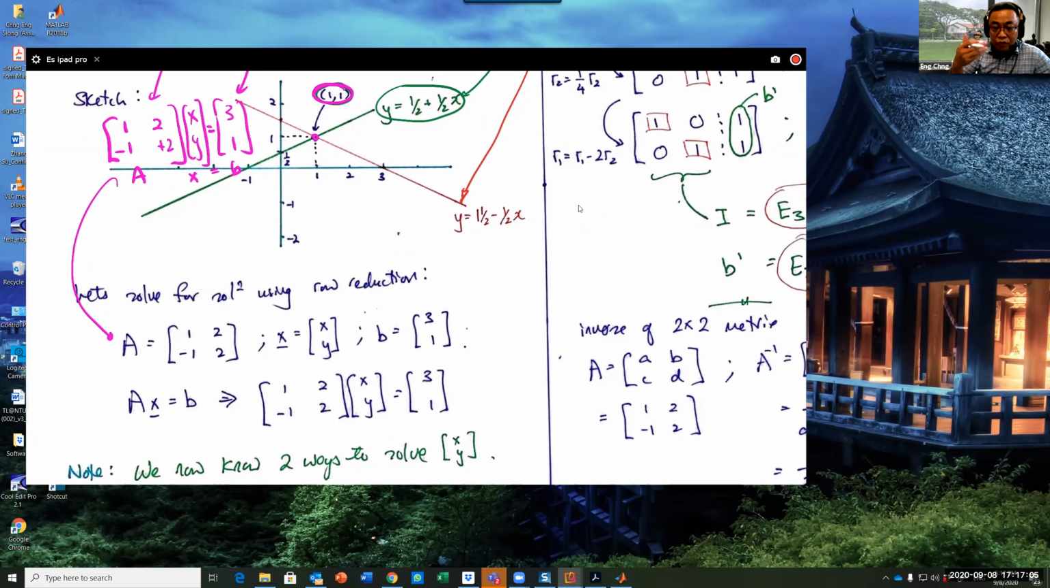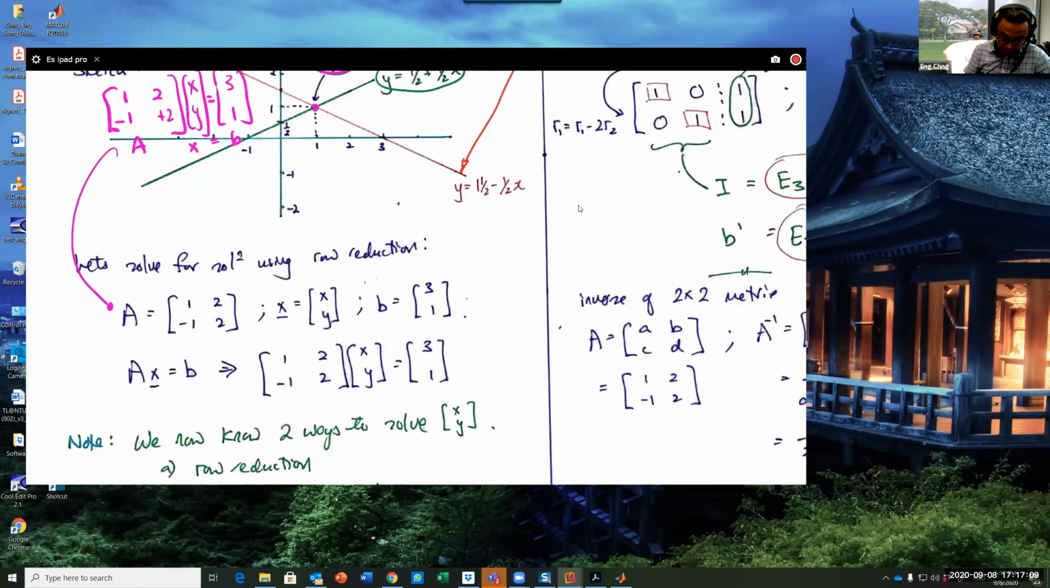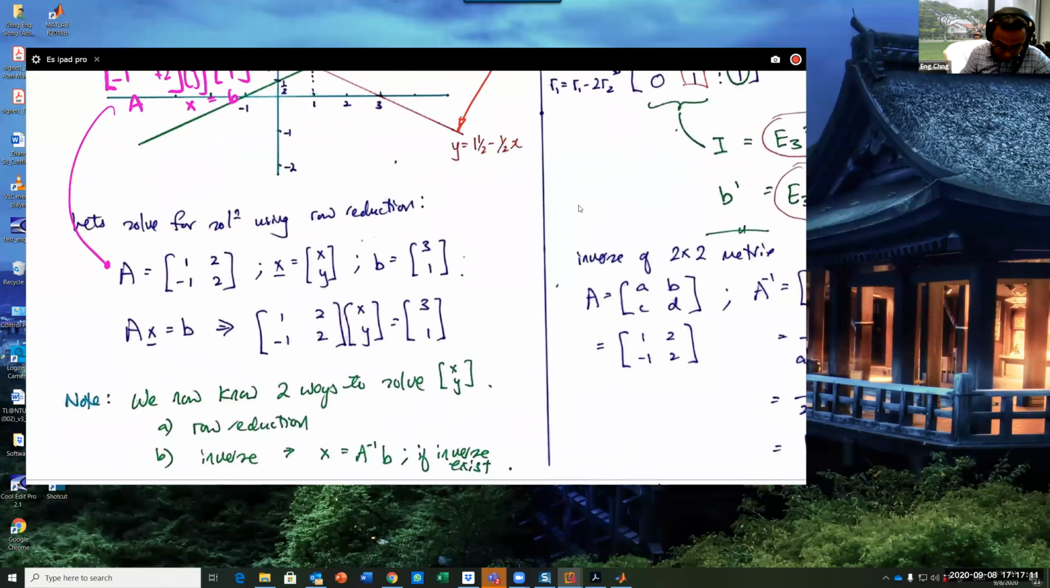And then once we reach this point, we know how to do it in Gaussian elimination because all we do is row reduction. Okay, so we know two ways to solve for this. We know row reduction, Gaussian elimination, and then we can solve for x, y.